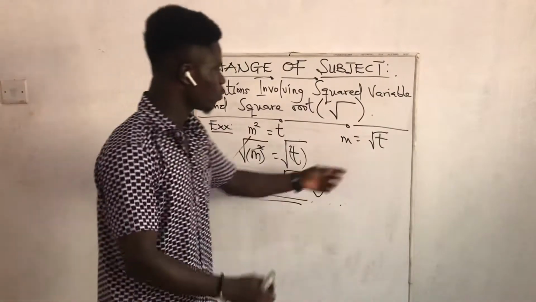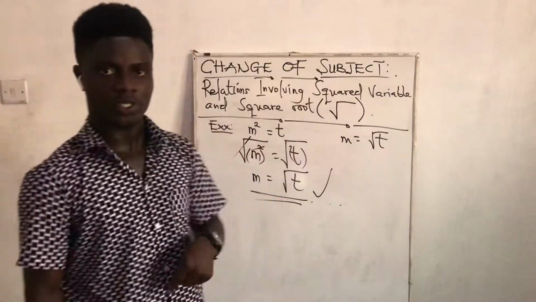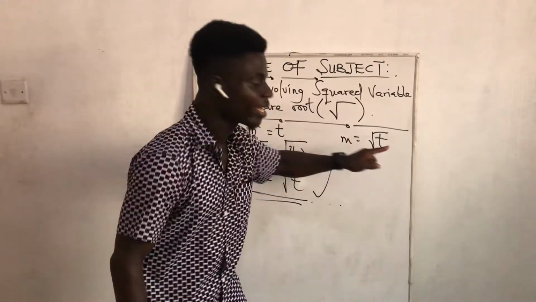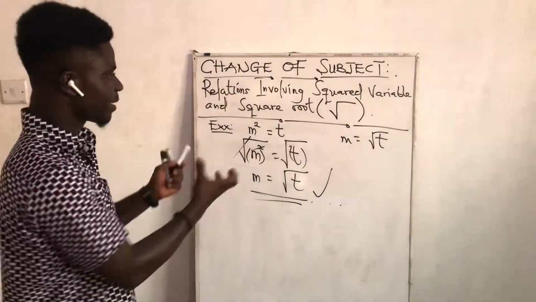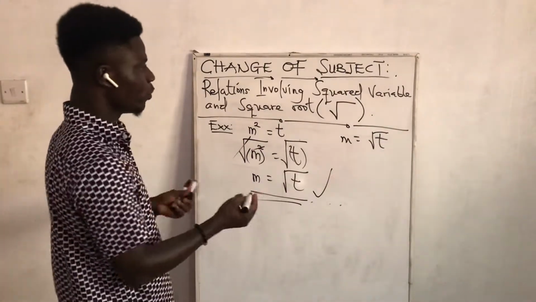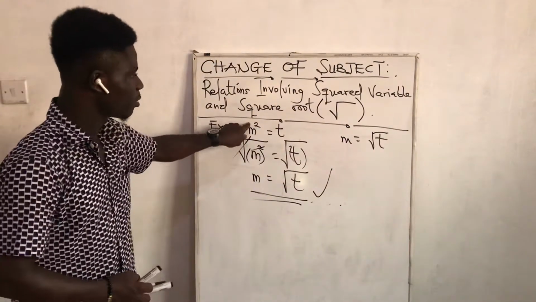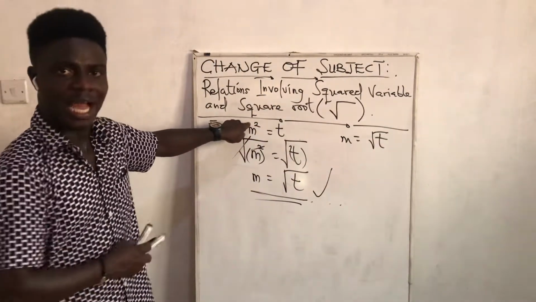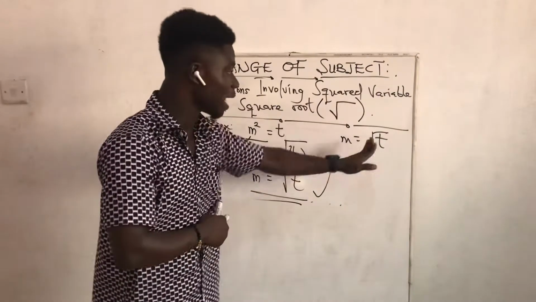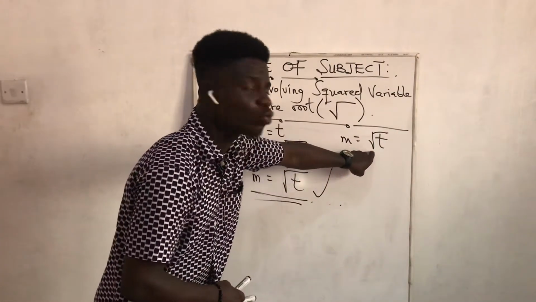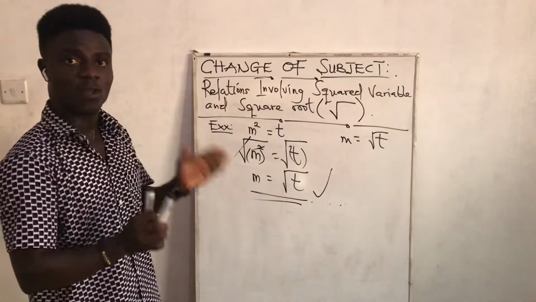Now we want to make t the subject here. Now, t has a square root, but we want t. So how will we solve this question? Since we have a square root here, we have to square both sides of the equation in order for this square root to go away. Or to remove this square root, you have to square both sides of the equation.